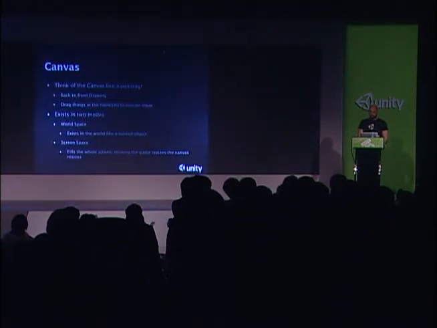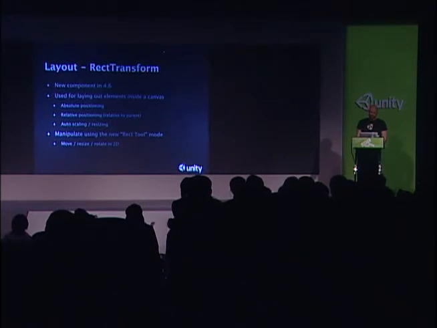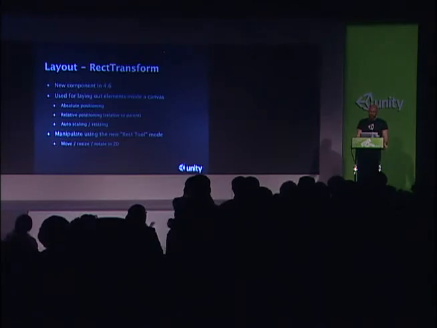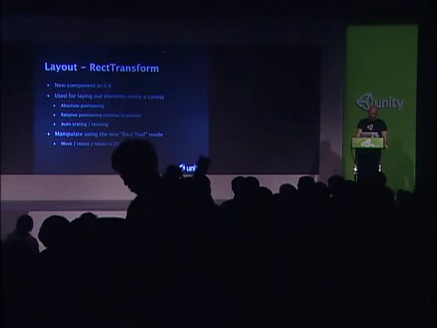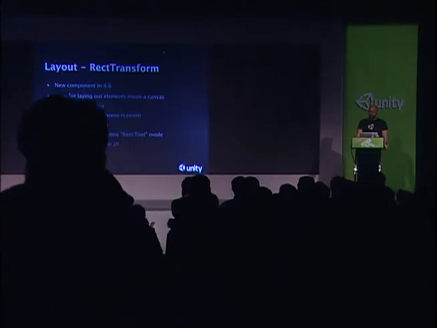Now, let's move on and have a look at the rect transform component I mentioned before. The rect transform component is a new component that we've added in Unity 4.6. It is used to lay out elements inside of a canvas. Rect transforms provide many modes, such as absolute positioning, relative positioning, and by this I mean you can position elements relative to their parent, and auto-scaling and resizing. That is, if you have a relative positioned object and then scale the parent, you can also scale the child by the same amount. Now, these rect transforms are manipulated in the scene using the new rect tool.